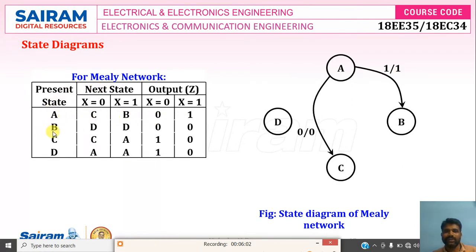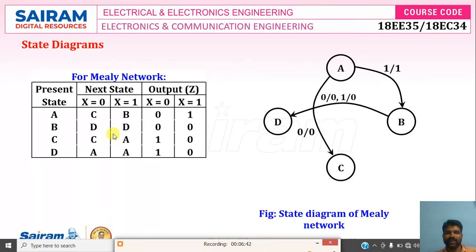Come to the second row. The present state is B. The next state is D when input is 0 and output is 0. So I draw a line from B to D; input is 0, output is 0. Also, when input is 1, the next state is D and output is 0. So input is 1, output is 0. That means when the present state is B, the next state is D for both input 0 and 1.